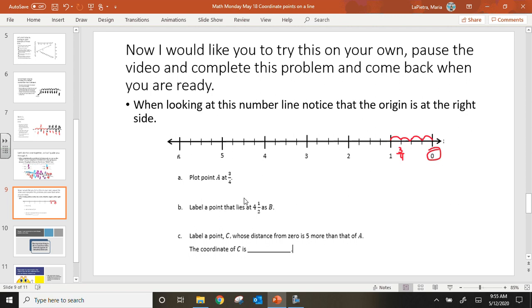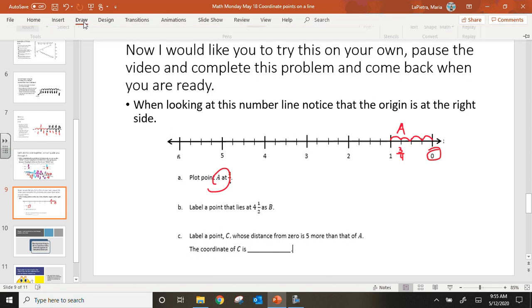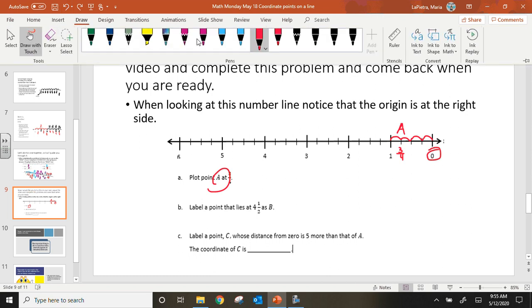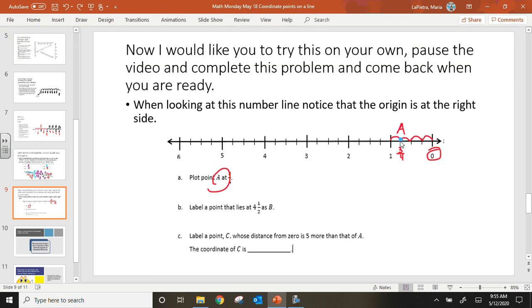And I'm going to label that point A, it says. Plot point A. So I'm going to put A right there. And if they say plot the point, you make a little point. I'm going to change my color so you could see where I'm plotting it. And you put it right on the line. I made it a little bigger so you could see it. Okay. Label a point that lies at 4.5 as B.